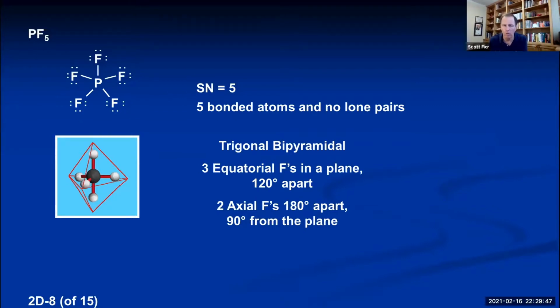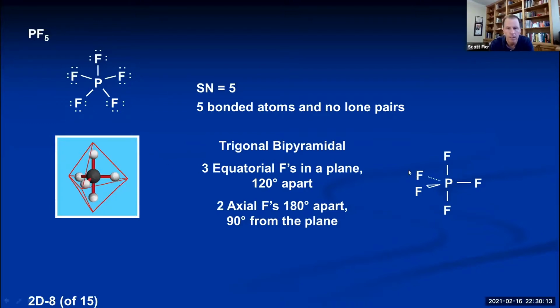So all the angles between the fluorines are not identical. You have the equatorial fluorines that are 120 degrees apart from each other. You have the axial fluorines, which are 90 degrees apart from the equator and 180 degrees apart from each other. So two distinctly different types of fluorines. That's going to cause some interesting things in the next couple of molecules. So steric number 5, all bonded atoms, you're going to wind up having a molecule whose shape is trigonal bipyramidal.